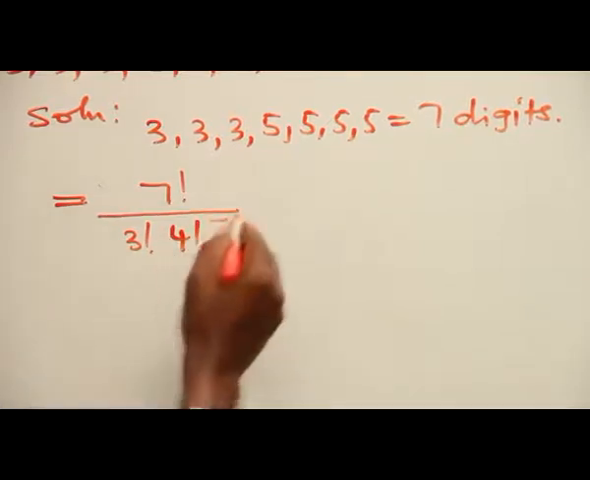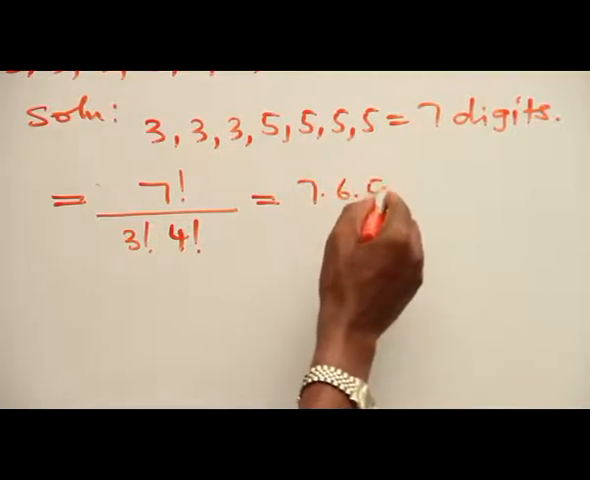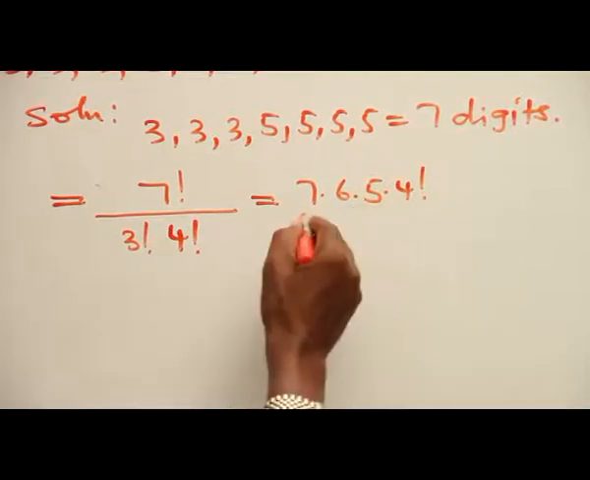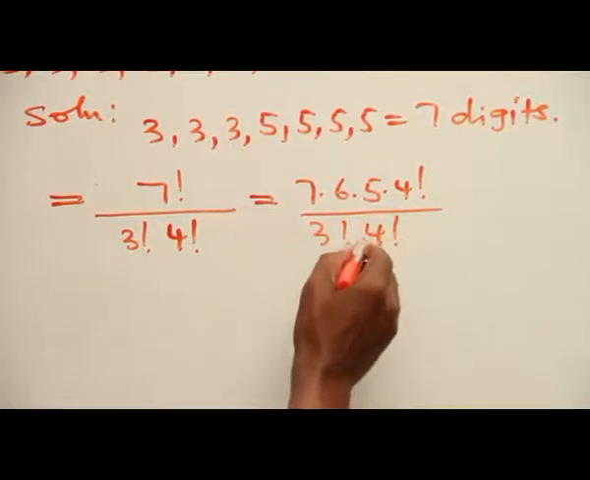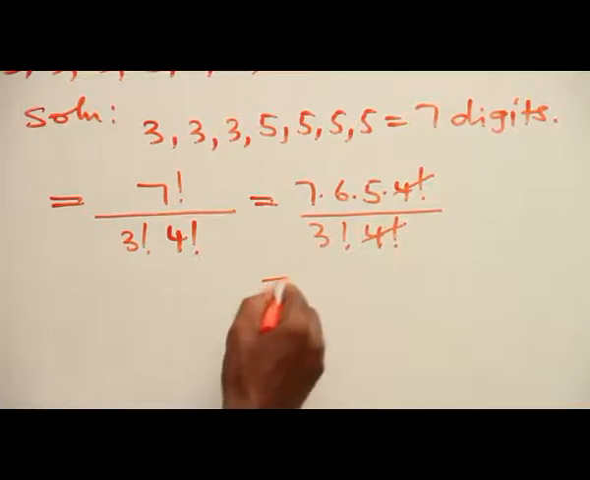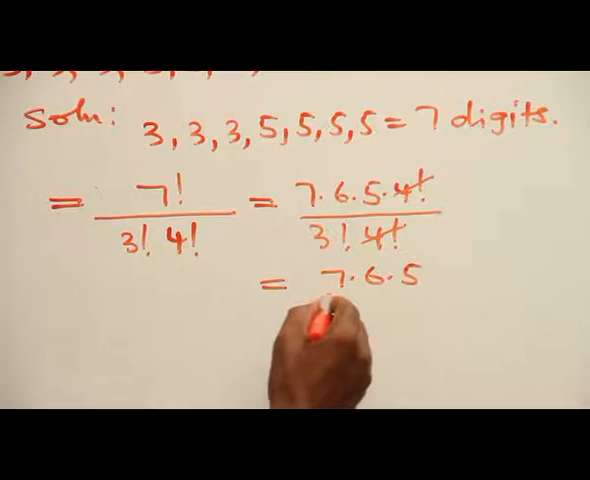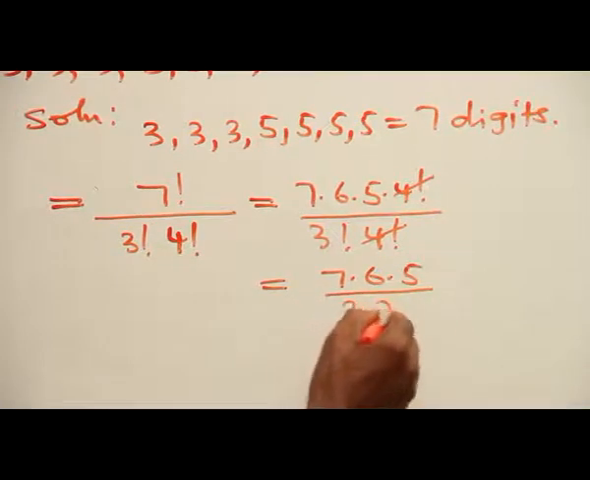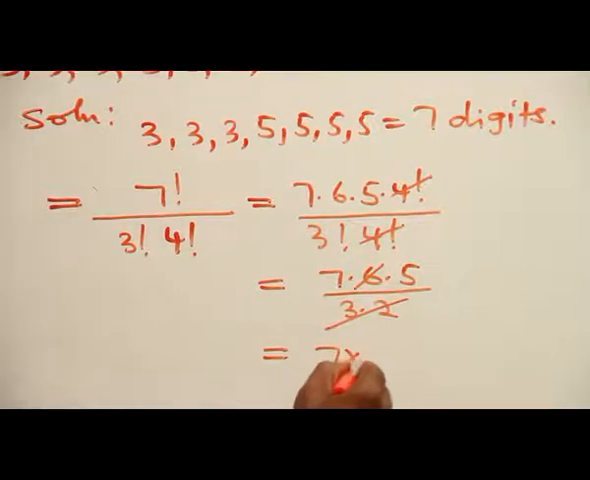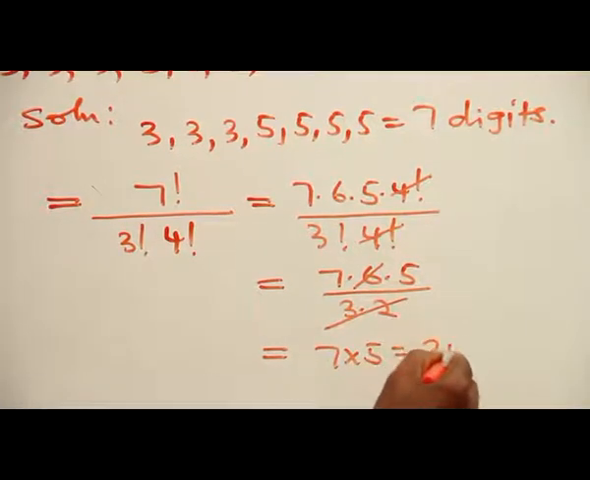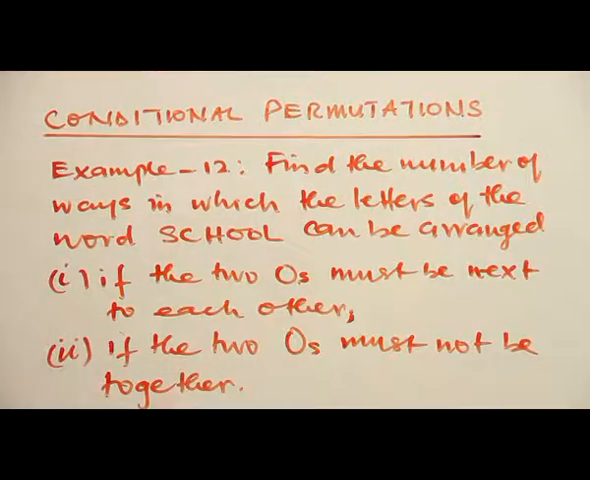So you will simplify this. Let's do this for you now. 7 times 6 times 5 times 4 factorial all over 3 factorial and 4 factorial. 4 factorial will cancel 4 factorial, and then we have 7 times 6 times 5. 3 factorial is 3 times 2. This is 6, we cancel that. And 7 times 5 will give you 35. That's the solution.